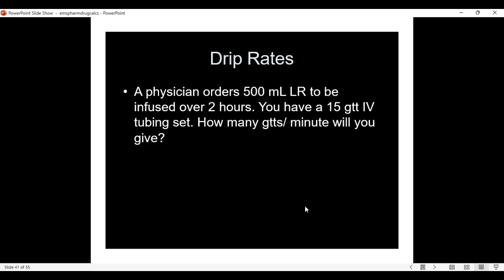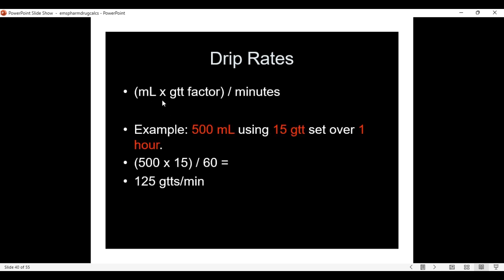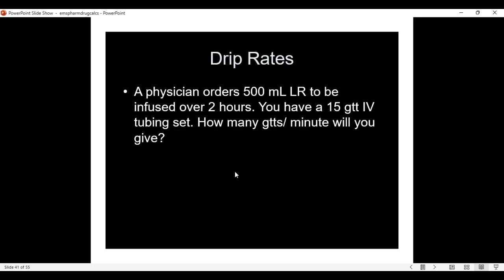So let's look at that again. Milliliters times drip factor divided by time in minutes. So 1 hour is 60, right? So the example of 500 mLs over 1 hour: 500 times our 15 drop factor, and we're going to divide that by 60 minutes, 1 hour. That gives us 125.